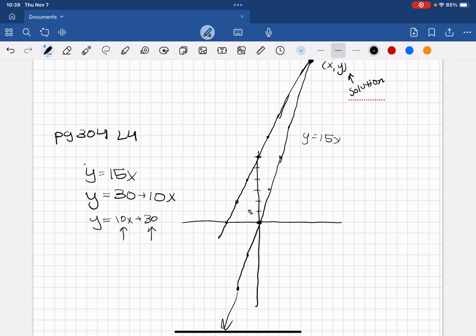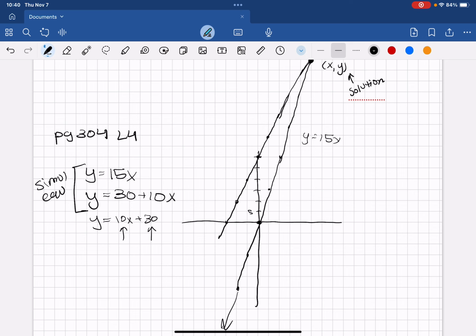And if you remember, these are your simultaneous equations. So essentially, we can graph the lines, and wherever they intersect is your solution. That is all that it is for lesson 4. Pretty straightforward. If you have questions, let me know. I'm happy to answer them.